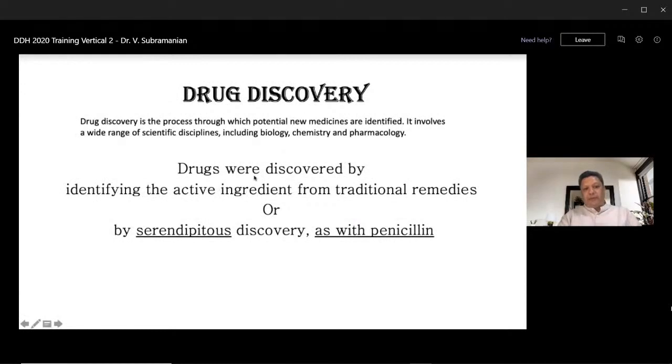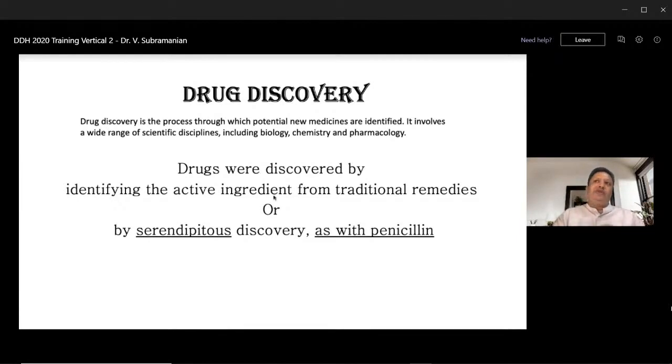So drug discovery. This is the process through which potential new medicines are identified. It involves a wide range of scientific disciplines, including biology, chemistry, and pharmacology. I'm just leaving out computers because we will be talking about them later. Drugs have historically been discovered either by identifying an active ingredient from traditional medicines or traditional plants, or by serendipity. Just like we know that penicillin was discovered by chance.